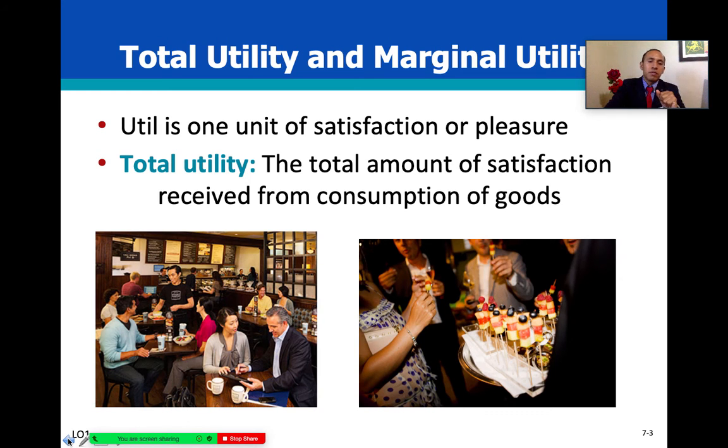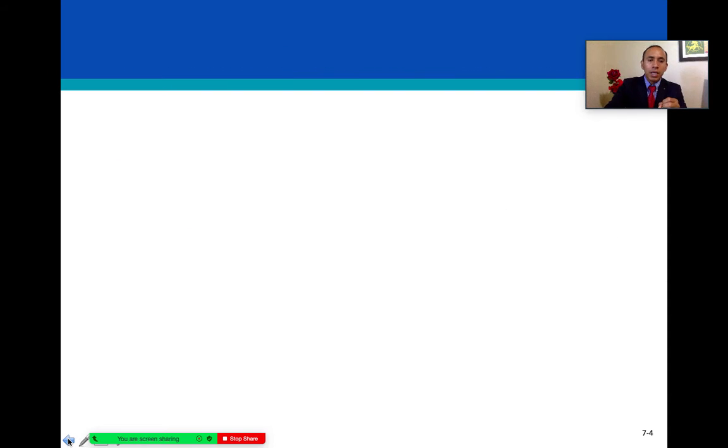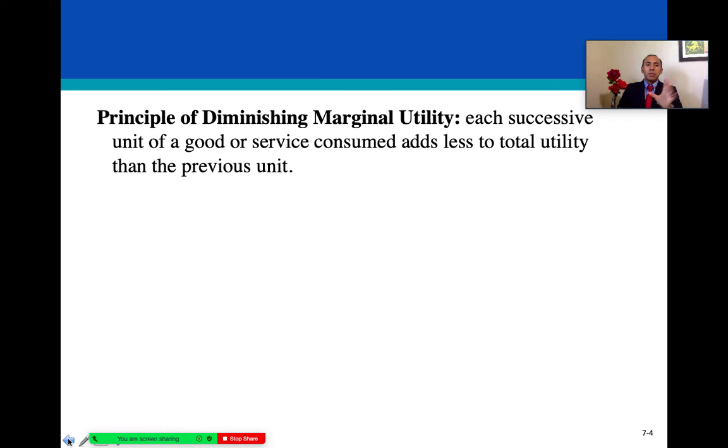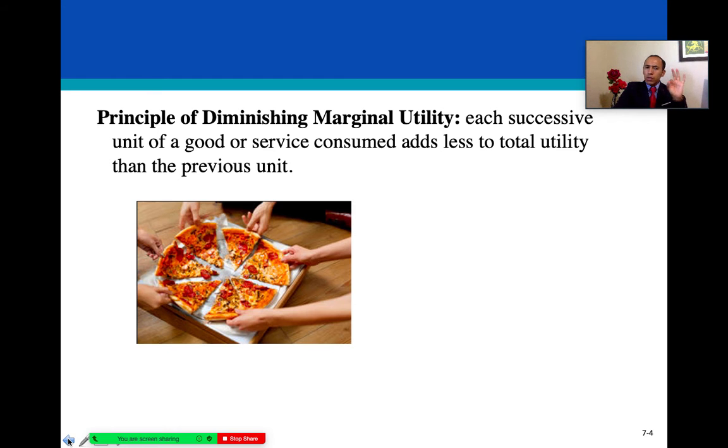We have different types of utility. Total utility, which is the regular satisfaction of a specific quantity, and then just utility itself, which is some form of satisfaction. At the same time, we have a principle that is referred to as diminishing marginal utility, where we see that each successive unit of a particular good or service consumed adds less and less total utility than the previous unit. Think about when you consume a pizza.